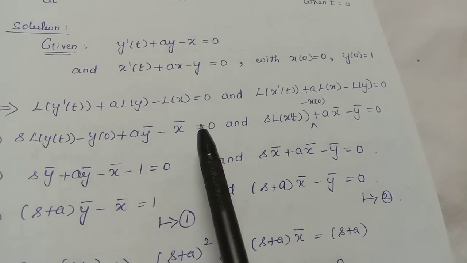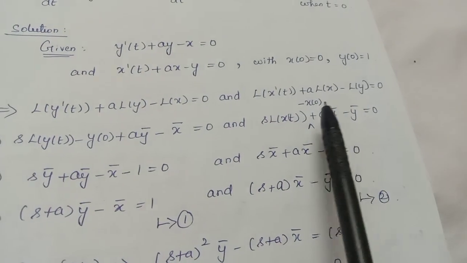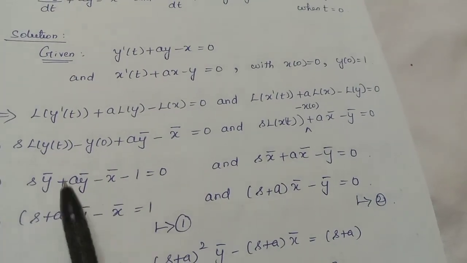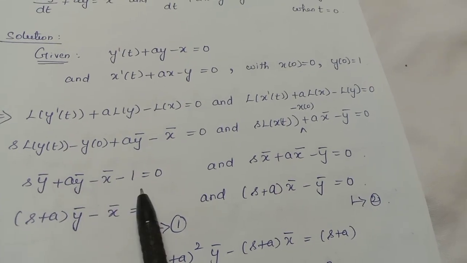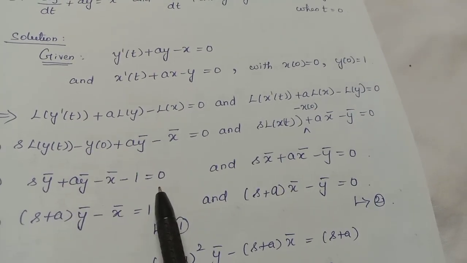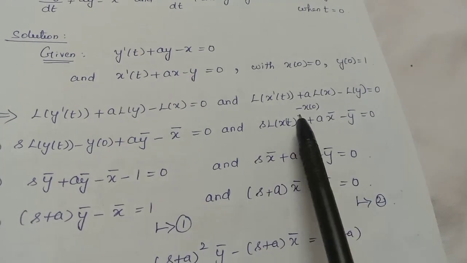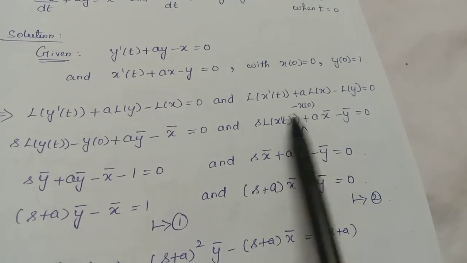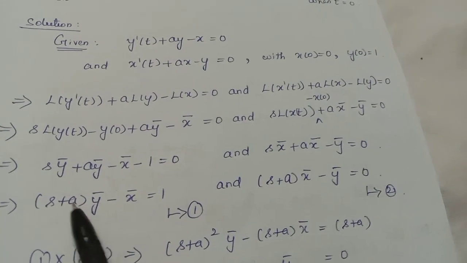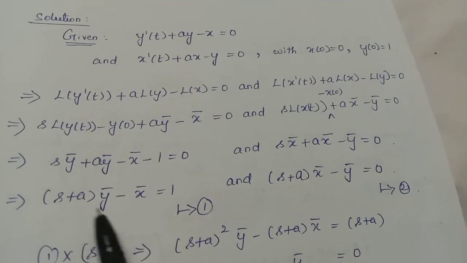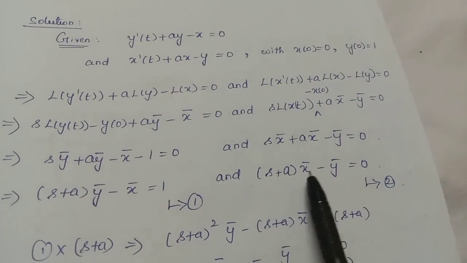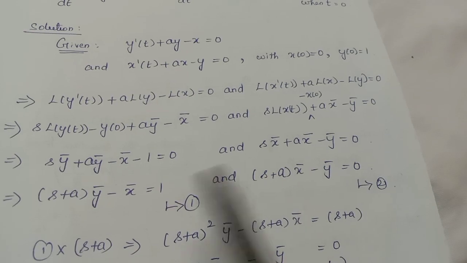Now you put x of 0 equal to 0 and y of 0 equal to 1. So s into y bar plus a into y bar, this minus 1 I put here, minus x bar minus 1 equal to 0, and here s x bar, x of 0 is 0, so it won't come, plus a x bar minus y bar equal to 0. Okay, let me rewrite this equation. So s plus a into y bar minus x bar equal to 1. Another equation is: s plus a into x bar minus y bar equal to 0.